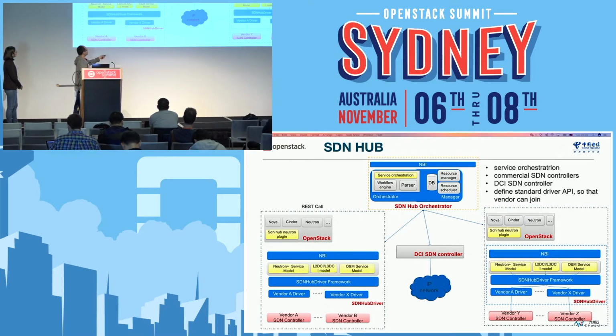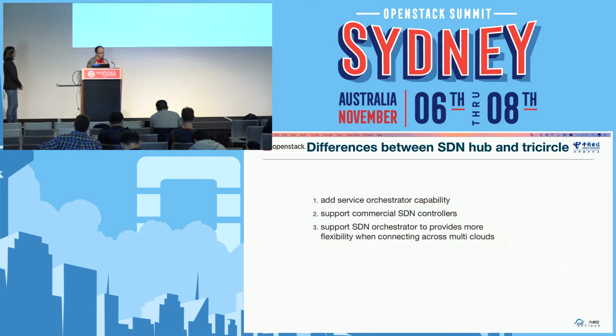And we also provide the DCI SDN controller to provide more flexibility when we are doing layer 2, layer 3, or other network resources when it is required to cross multiple clouds. To wrap up the differences, the first one is to add service orchestration capability. And then we need to support the commercial SDN controllers and support the SDN orchestrator to provide more flexibility when connecting across multi-clouds.